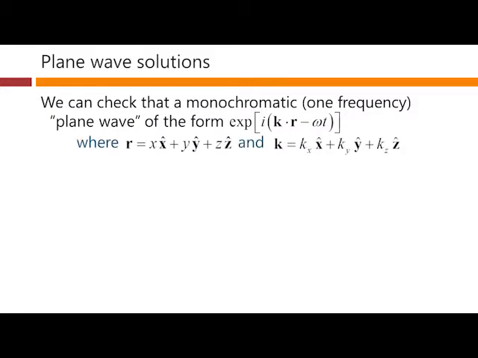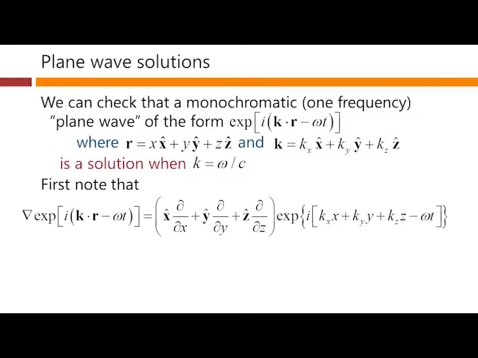And as I said before, we're going to be working with these unit vectors, x hat, y hat, and z hat, and that's because we have to use k to represent this actual wave vector here. So we can write r out in terms of its components, x, y, and z, and we can write k out in terms of its components, kx, ky, and kz. So we're going to check that this plane wave is a solution when we choose k equal to omega over c of our wave equation.